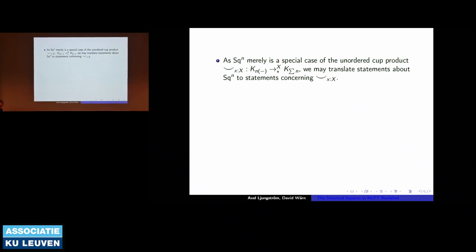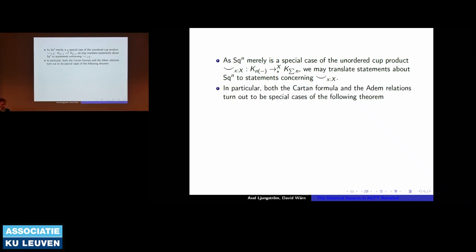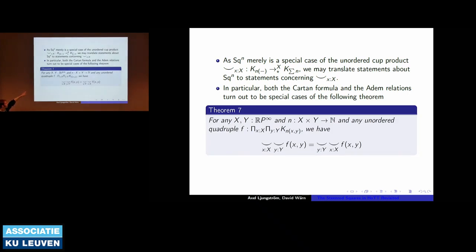Right. But now what's nice is that we defined our Steenrod squares as a special case of this weird unordered cup product. And this means that statements about the Steenrod squares, we can translate them back into statements about this unordered cup product. So in particular, we can try to sort of reverse engineer and translate back the Cartan formula and the Adem relations onto the level of unordered cup products. And they both turn out to be special cases of the following sort of master theorem, which says that given two element types x and y, and a family of natural numbers indexed by these guys, if you have any unordered quadruple f, you can cup over f in two ways. You can first cup over x and then cup over y, but you can also cup over y and then cup over x. We're saying that these two things are equal.